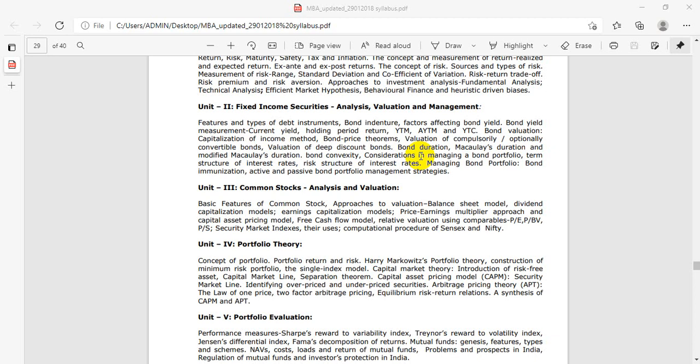Hello students, this would be the next class of your investment management subject. I have completed my 3 units. If you can see over here, we are done with the common stocks, third unit also, analysis and valuation. I have explained to you in my last class the computational procedure of Sensex and Nifty and P by E, P by BV and PS ratios as such.